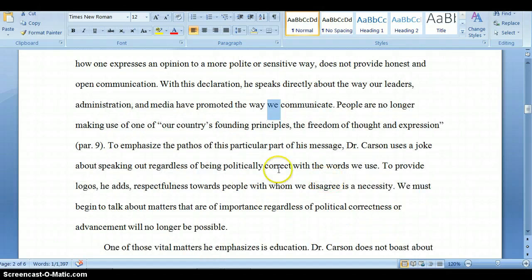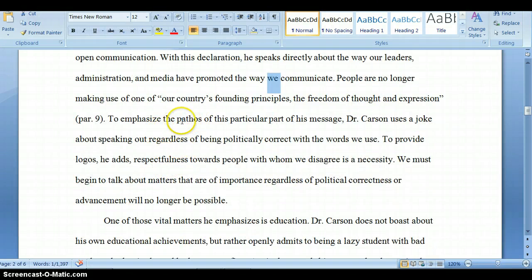People are no longer making use of one of, okay, now this is what we call an embedded quote, and this is good. You want to either paraphrase most of your paper or use these short embedded quotes. She just took a part of his speech and embedded it. Notice she didn't have to capitalize anything, and she didn't have to indicate it was an embedded quote because it just flows after the preposition. It's the object of the prepositional phrase of our country's founding principles, the freedom of thought and expression. And she did follow the rule of not putting the comma here or even a period there, but putting it at the end here. She's using a transcript for this, so that's why she could use the abbreviation for paragraph.